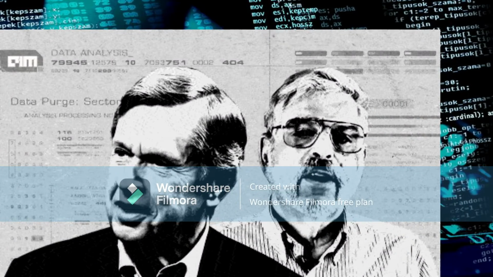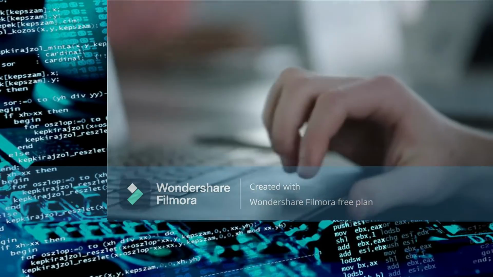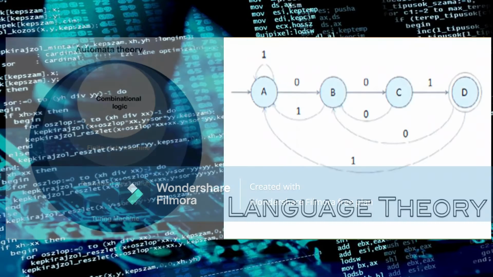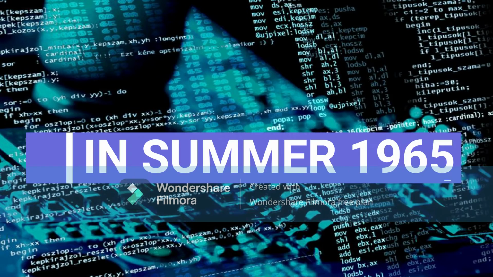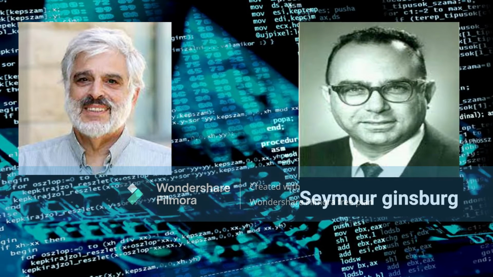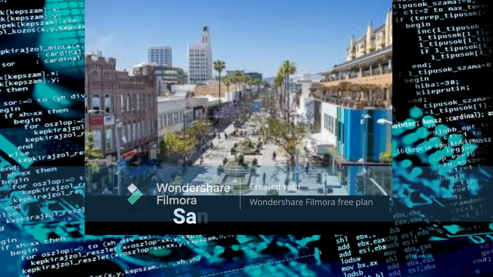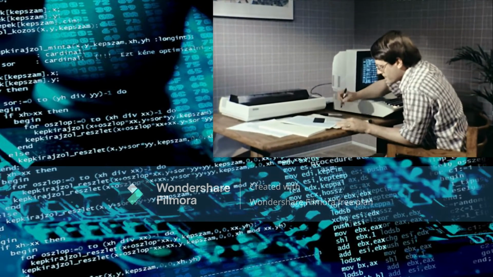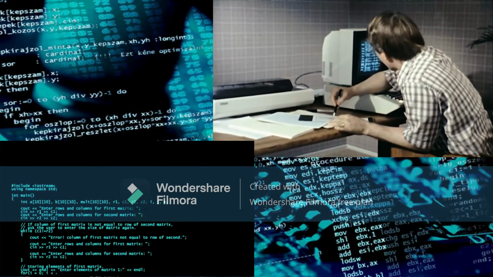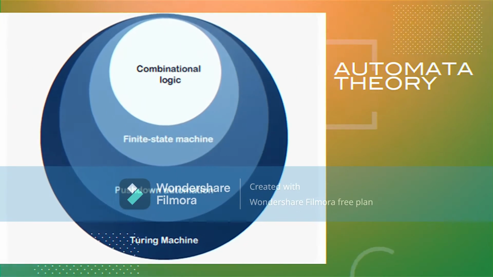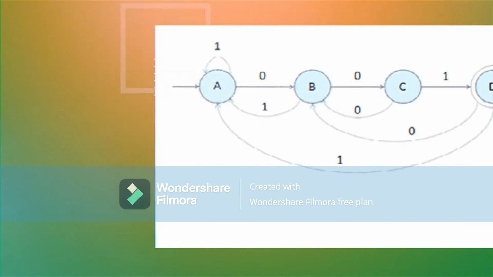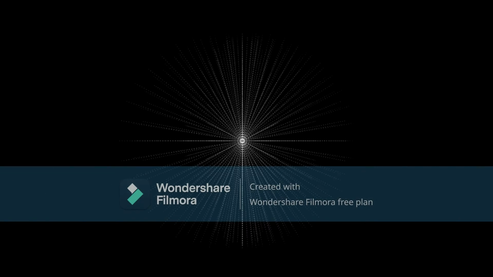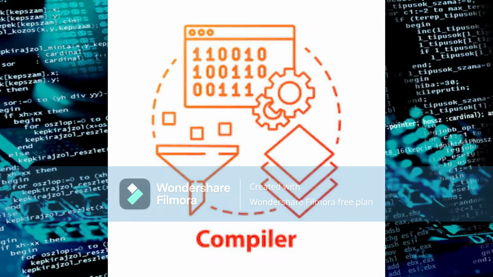Both Aho and Ullman were involved in the early stages of automata theory and language theory. In the summer of '65, Ullman went to work for Seymour Ginsburg out in Santa Monica, and picked it up there. Aho worked with John Hopcroft and picked it up from him at essentially the same time. So they started to think about where automata theory and language theory would apply best, and that naturally led them to look at compilers.